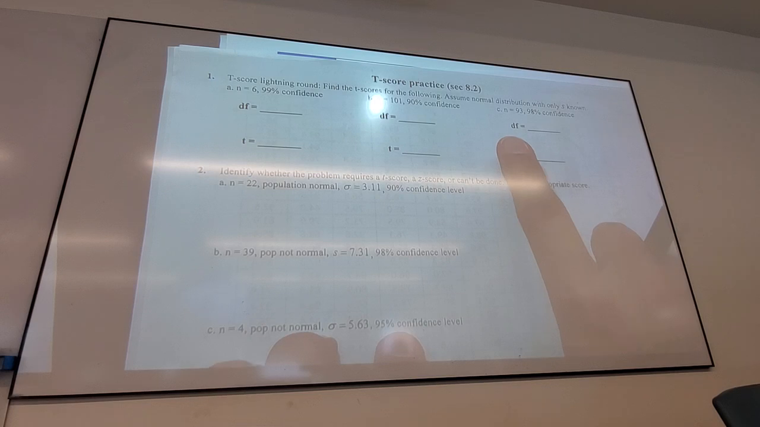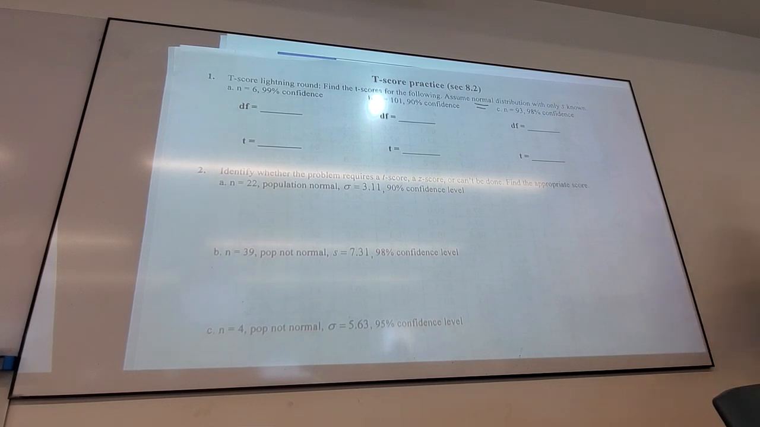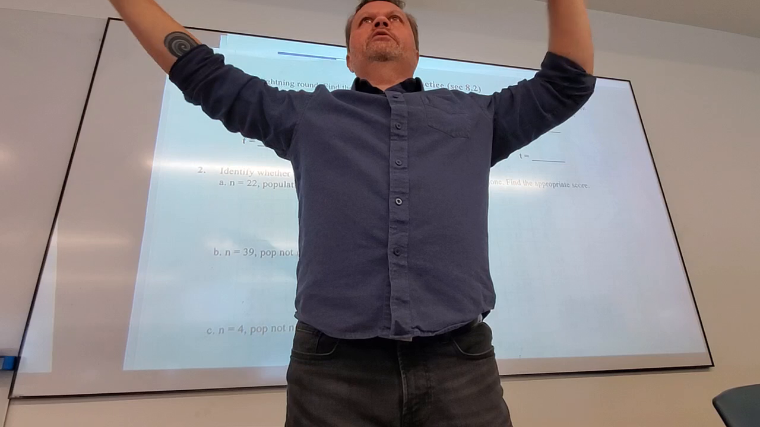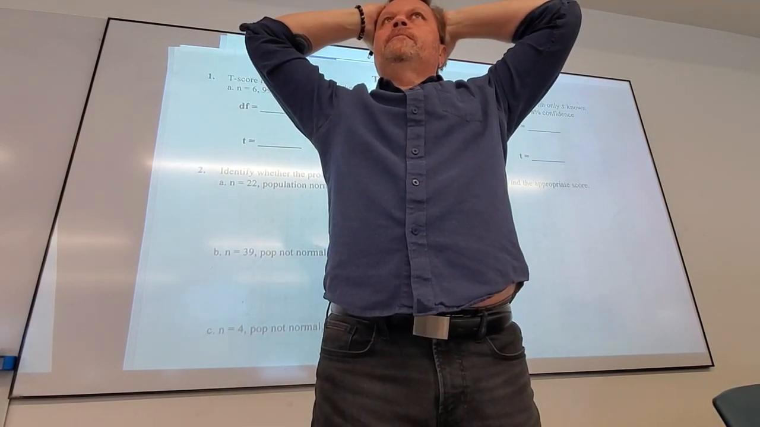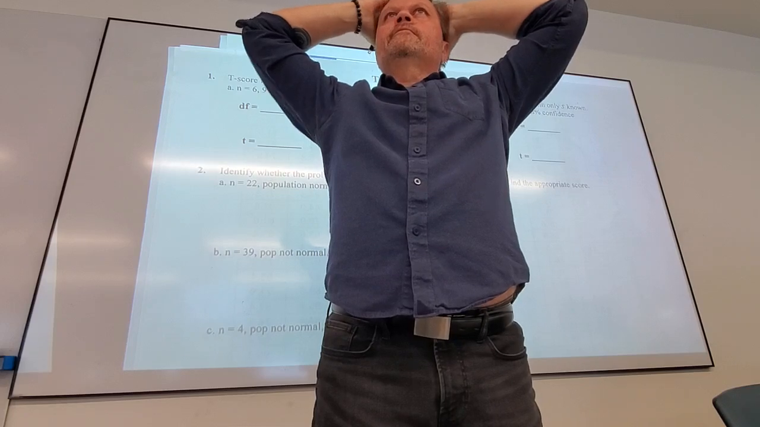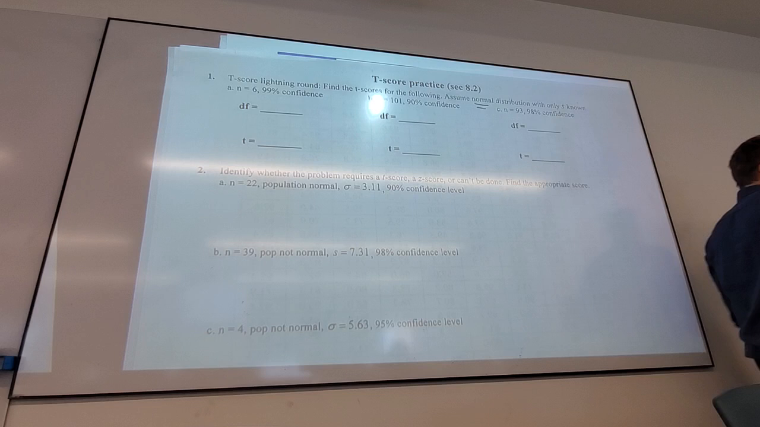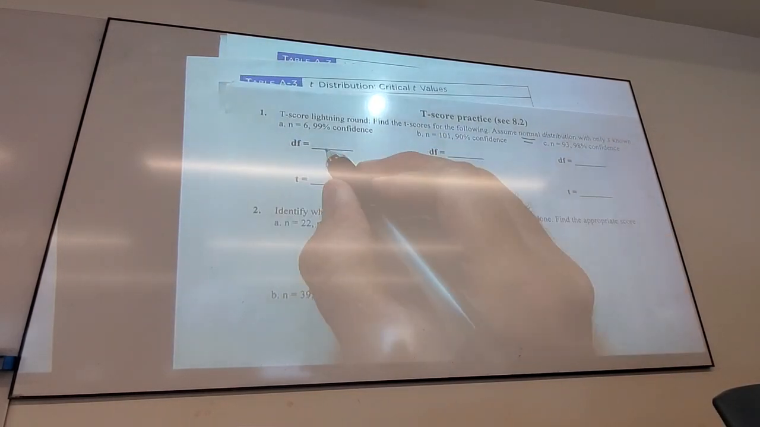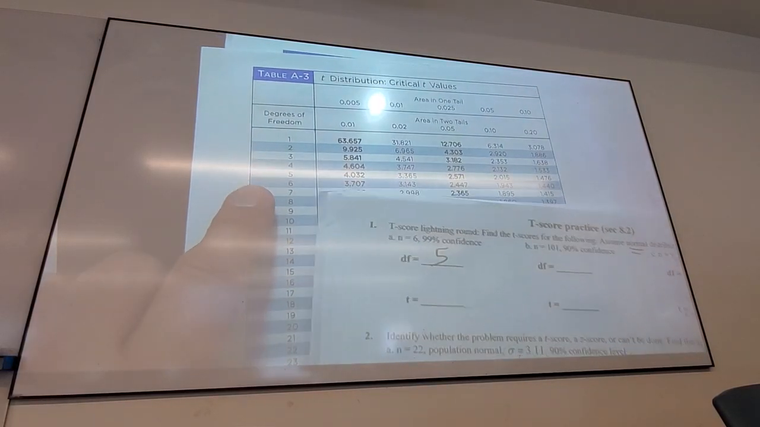So hopefully it makes sense. Z or T, I still need a normal distribution, right? T is just kind of pushing Z out a little bit, so it still needs a normal distribution to work. So for part A, what's the degrees of freedom? 5. Good, it's just always one less, well, not always, but for us right now, it's one less than the sample size.